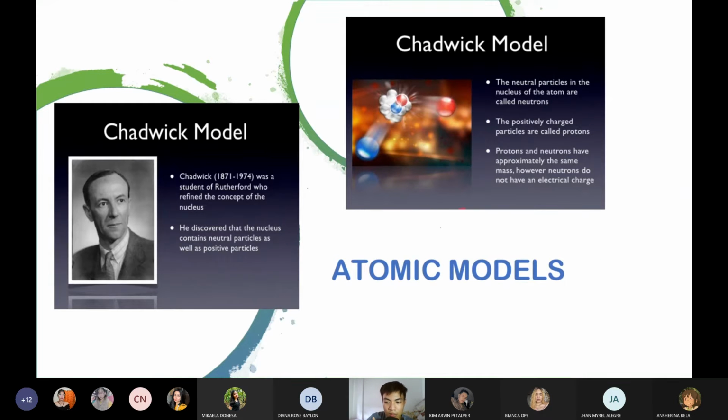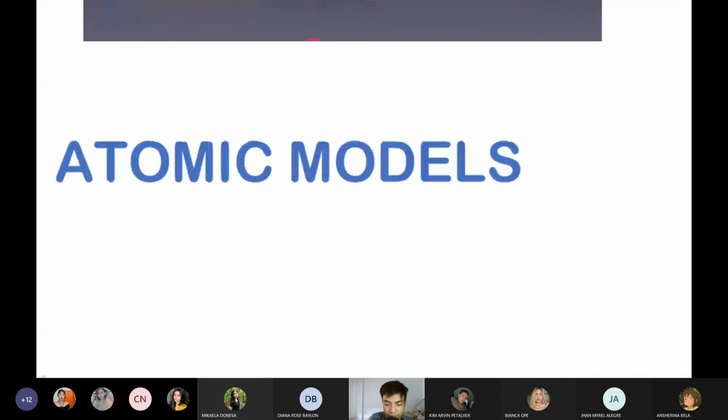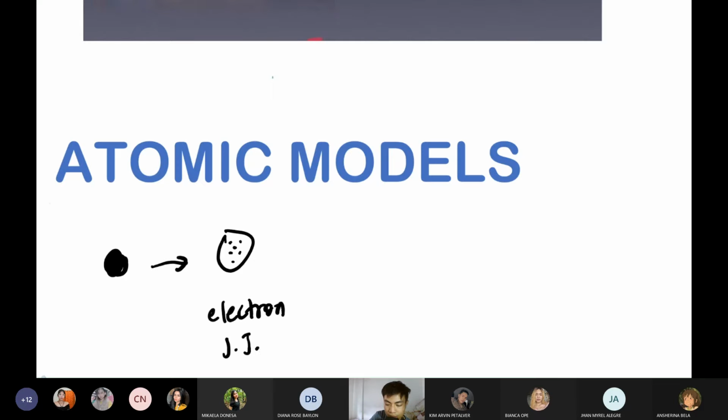So, kumbaga, we started from this. We started from this model, yung bilog lang. This is from Dalton and Democritus. Naging plum pudding upon the discovery of electrons ni J.J. Thomson, John Joseph Thomson.